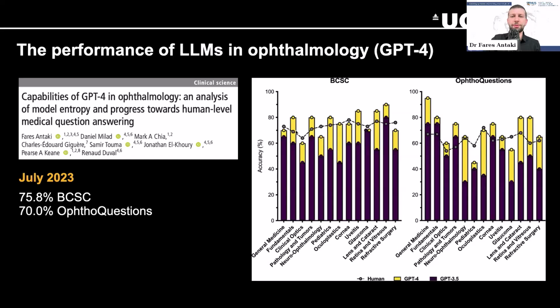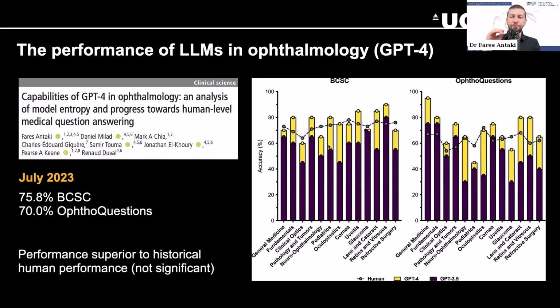We also show you human performance in gray. And what was really interesting is that the performance of GPT-4 was superior numerically to historical human performance, but it was not statistically significant. We do argue in the paper that we have to be really careful when we try to say that a GPT model is better than humans at answering questions, because we shouldn't only look, as I said, at numeric performance, but also at the quality of those answers.